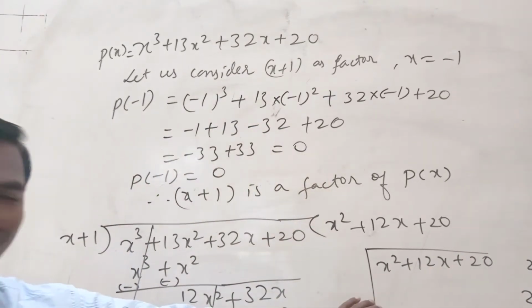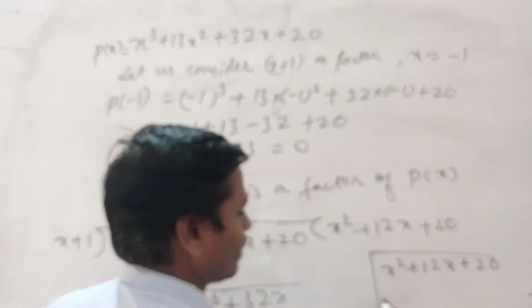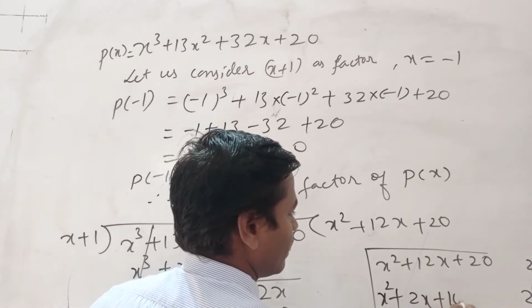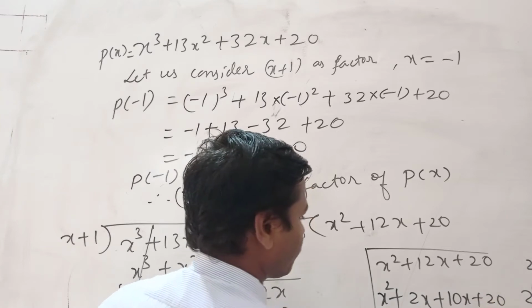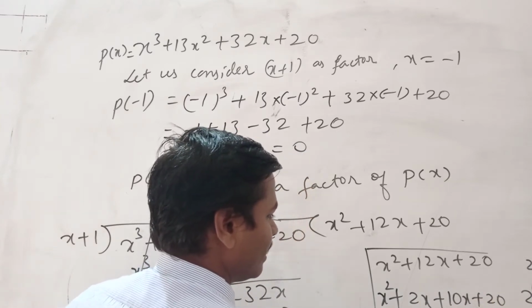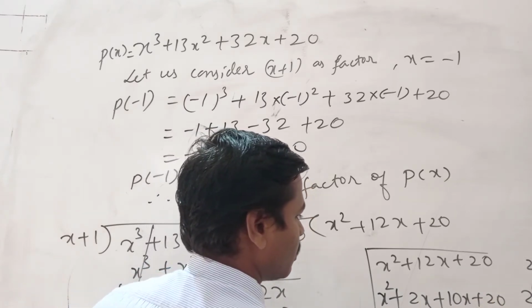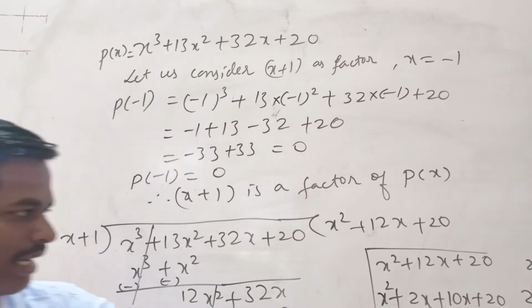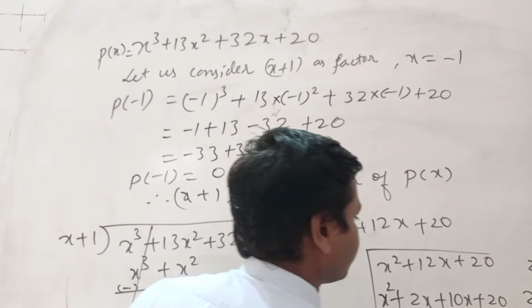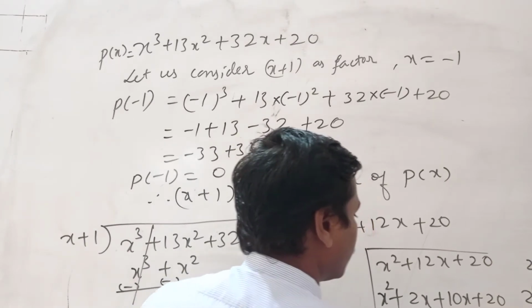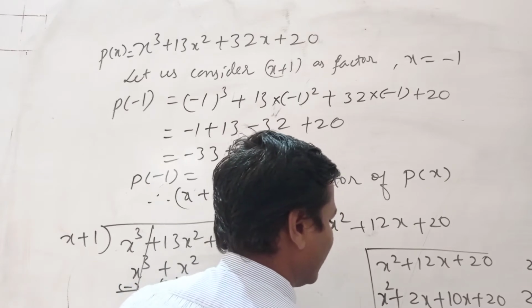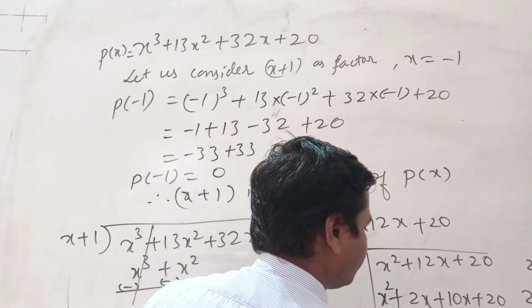Now, we should factorize this one again. What will we get here? X square plus 2x plus 10x plus 20. Take the common term x: x plus 2. Plus 10 is common. You take 10 outside. What will you get here? X plus 2 again. X plus 2 is common. Take x plus 2 common outside. X plus 10 is remaining.